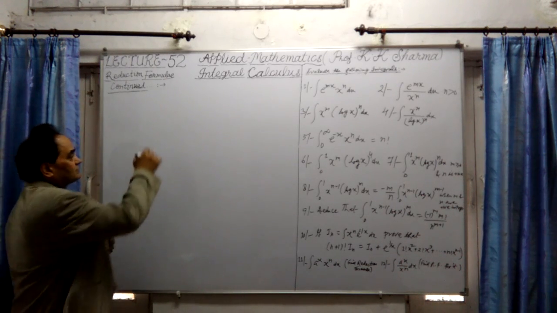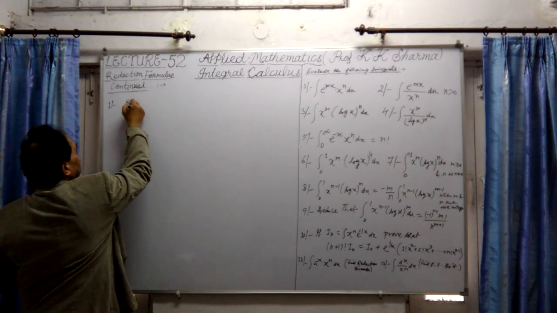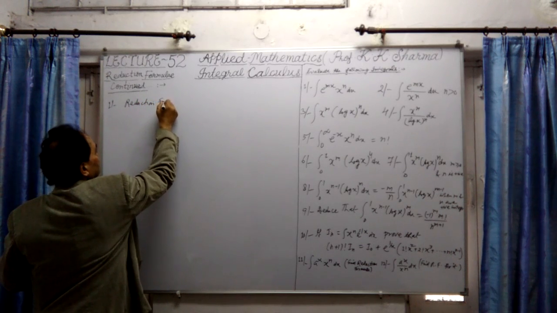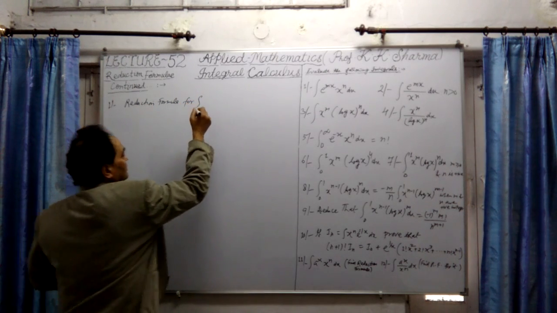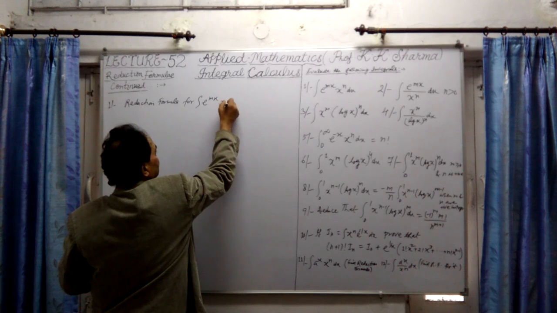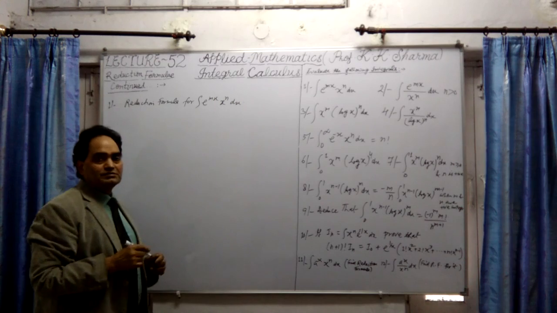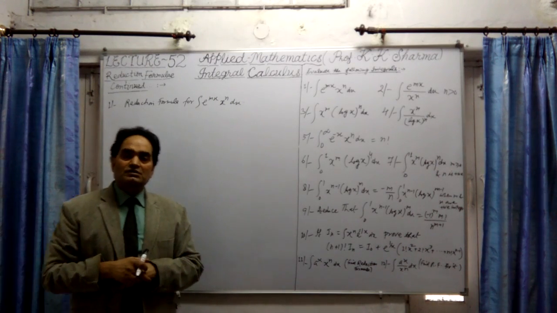Now, reduction formula. Let me take the first question. The reduction formula for the integral of e^(mx) x^n dx. This is the first question. Question number 1. What is the reduction formula? In this case, again, we integrate by parts.